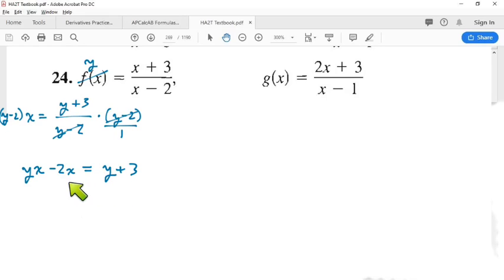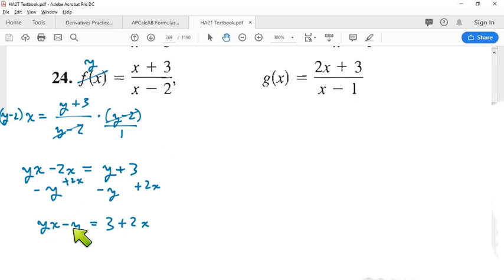So this is our strategy. As soon as I see this, I am reminded of what I want to do to try to get the y term alone. And that is first, get all the y terms on the same side. So I'm going to subtract y from both sides. And at the same time, I'm going to add 2x to both sides. So now I have yx minus y equals 3 plus 2x.